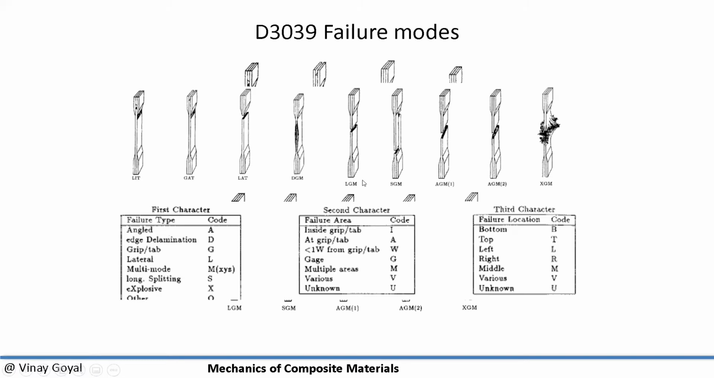And then we have LGM. L is lateral, gauge, and middle. That'll be a very nice failure mode if we can get there. We have SGM, which is another kind, which is splitting, not desired. AGM, angled, and then XGM, which is explosive and looks broomed. Usually under compression, you may see this as a consequence in some cases.